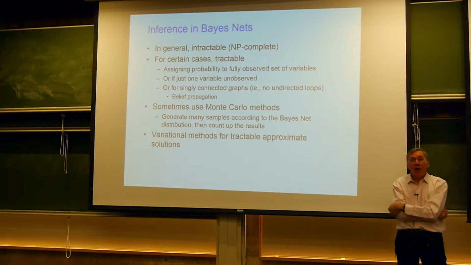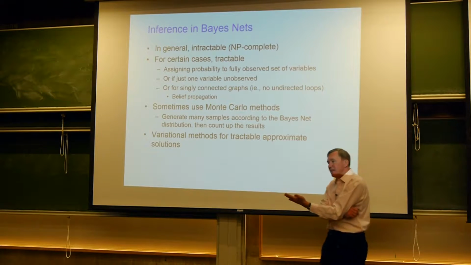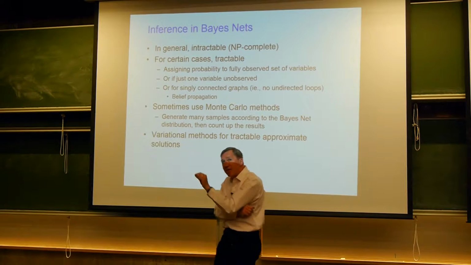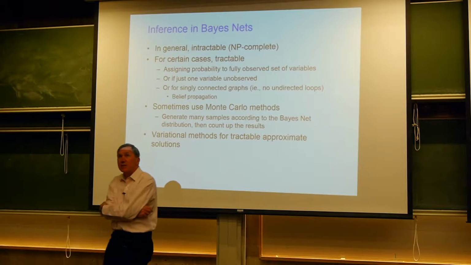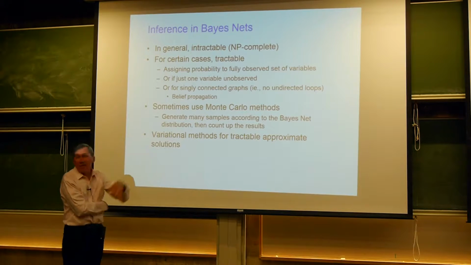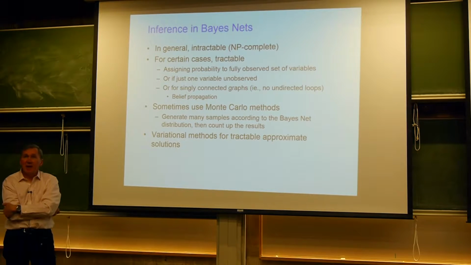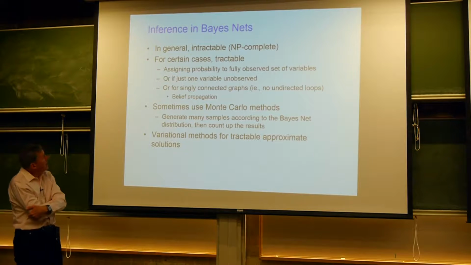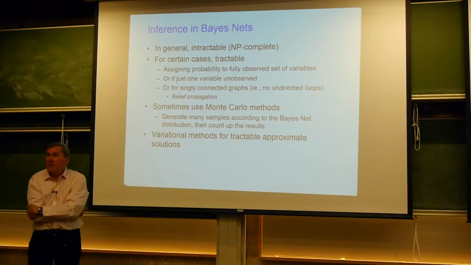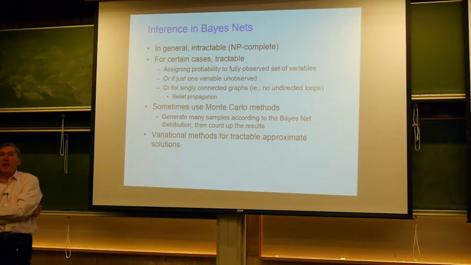And so if we have to resort to that general method of counting up the rows in the joint distribution, then you could see that that would end up being exponential. But in some cases, some of those questions are tractable depending on the question you ask and the form of the Bayes net graph.